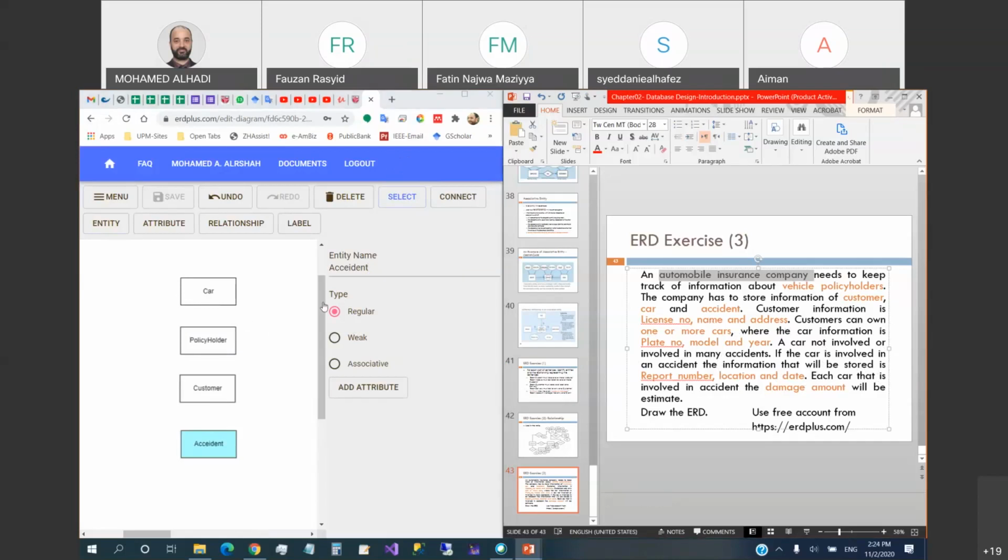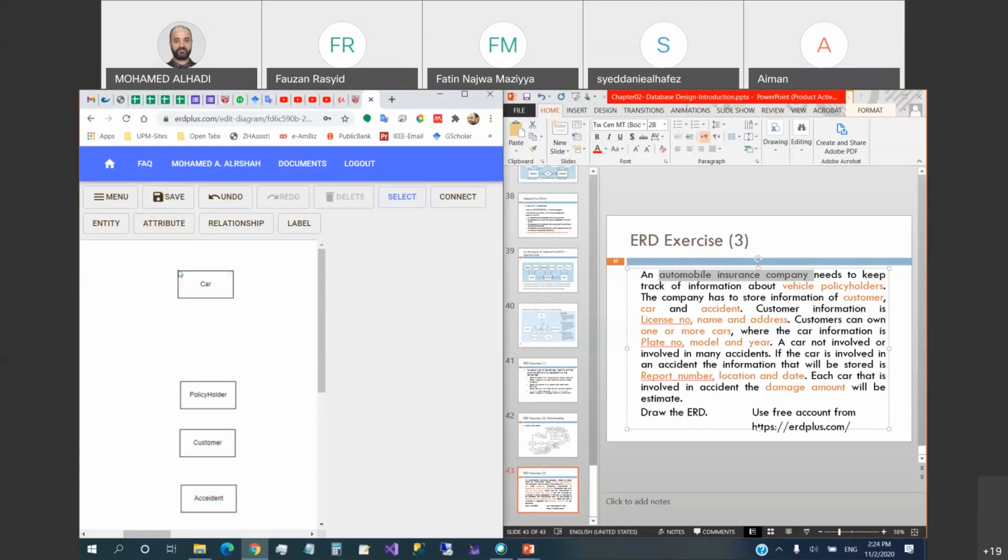Then we have the attributes. So at the beginning, let us take the car and insert an attribute. Add attribute here. So this car will have plate number, right? Plate number. And is it unique or multi-valued or optional, composite, derived? You can see the options here. It's unique, right? We never see two cars with the same plate number, so it's unique. So it's supposed to be the primary key of the car.